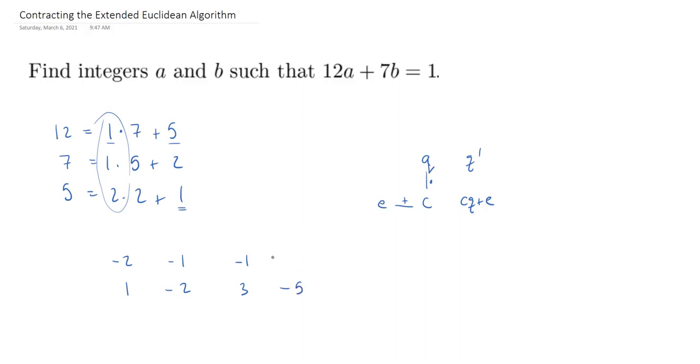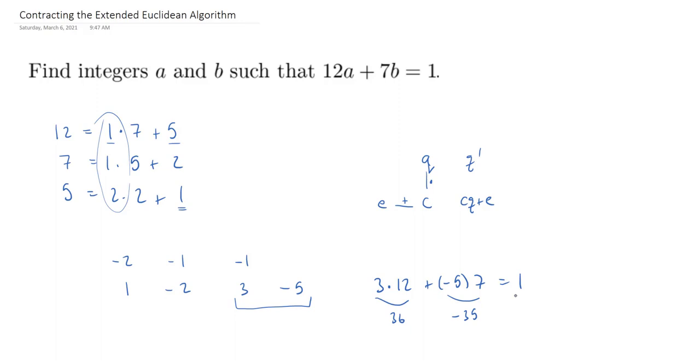And now I've run out of quotients here, and so I stop. And what I claim is that the 3 and the negative 5 are precisely the a and b I'm looking for. So 3 times 12 plus negative 5 times 7. Of course, this is 36. This is negative 35, and so the sum is 1. Okay, it's just that simple.